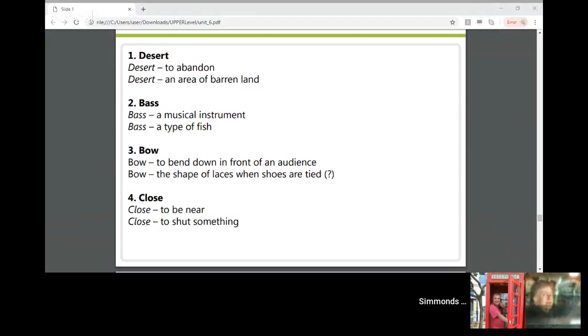So yeah, there are different ways that we use the word as well. To bow is the action of bending down, and a bow is the other noun. Any questions with that?